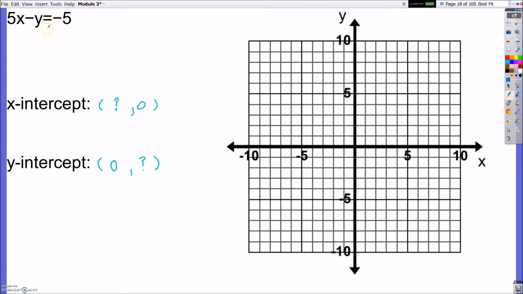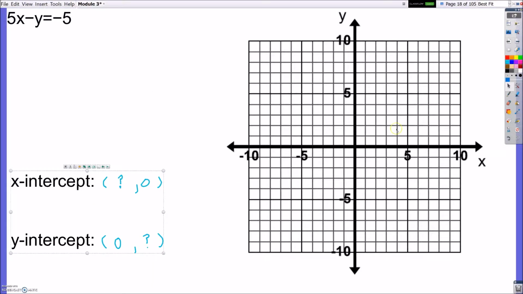I'm going to use this equation up here, and I'm going to solve it twice. Once for an x-intercept and once for a y-intercept. So in my x-intercept, I'm going to plug in 0 for y. That's going to look like 5x minus, now instead of y, we are going to substitute the value 0, and we're going to have equals negative 5. Now that minus 0 essentially goes away, and I'm left with 5x is equal to negative 5. And I'm going to divide both sides by 5 to get x is equal to negative 1.